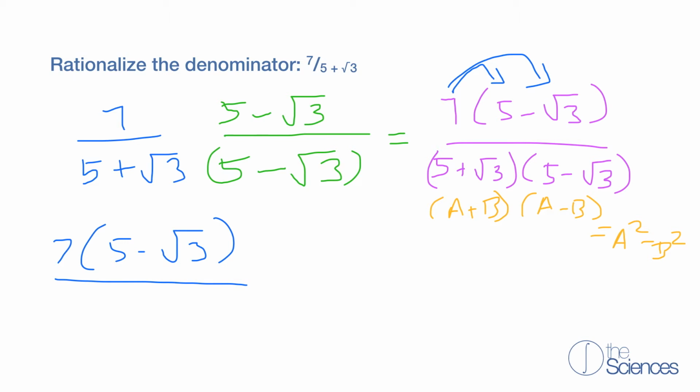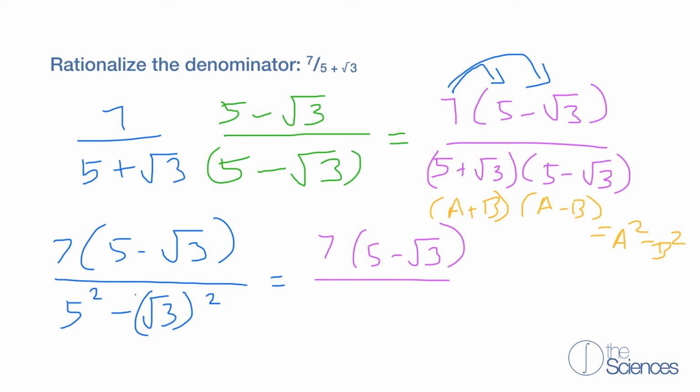So now we can write our denominator using the new formula. If a is 5, then we have 5 squared minus b, which is the square root of 3 squared. So now what we have is 7 times 5 minus the square root of 3 over 5 squared, which is 25, minus the square root of 3 squared, which is 3. So now we can distribute our 7.